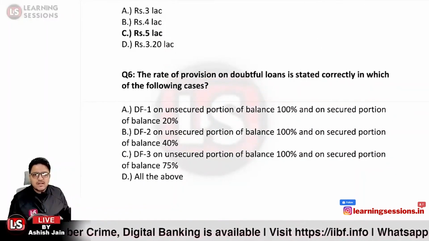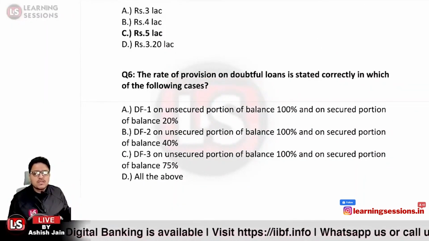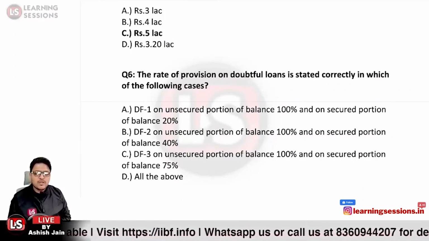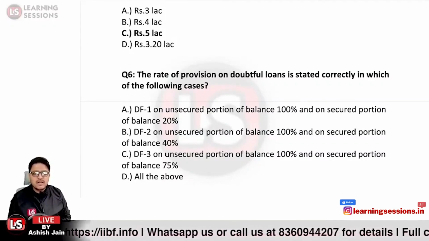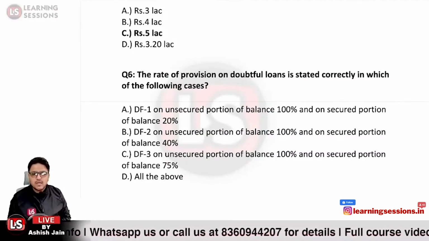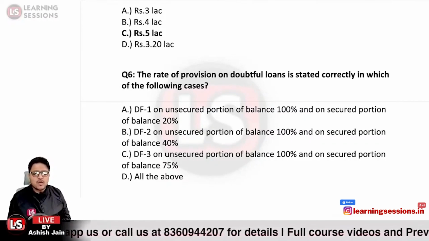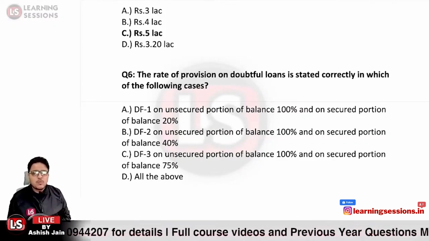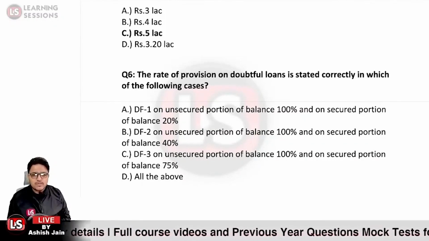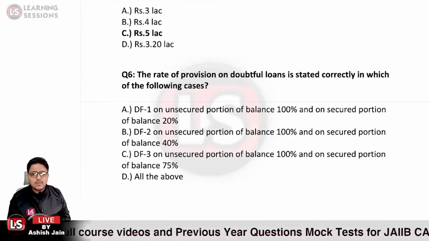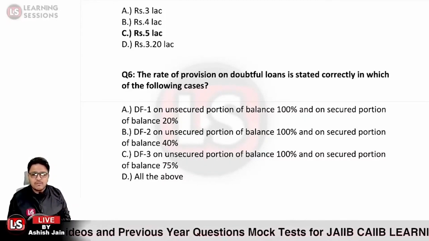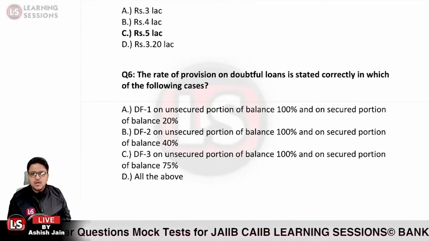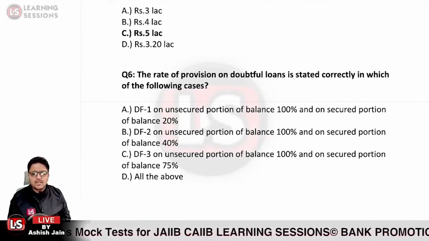Question number 6 says: the rate of provision on doubtful loans is stated correctly in which of the following cases? DF1: unsecured portion 100% and secured portion 20%. DF2: unsecured portion 100%, secured portion 40%. DF3: unsecured portion 100% and secured portion 75%. Which of the following would be the right answer?